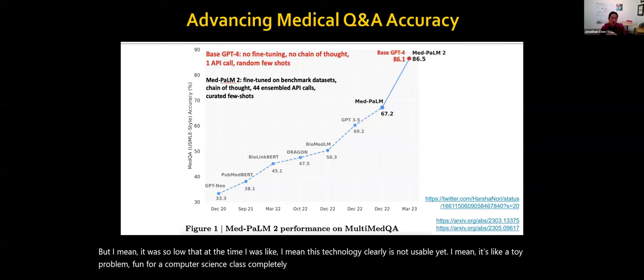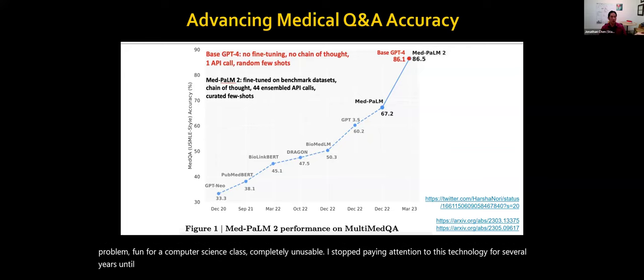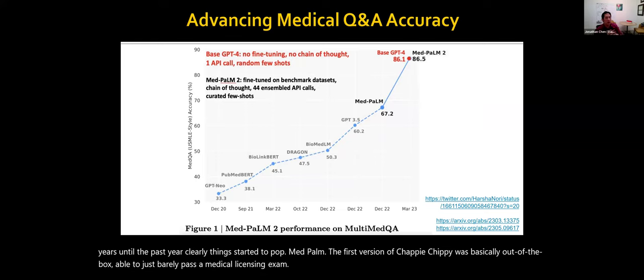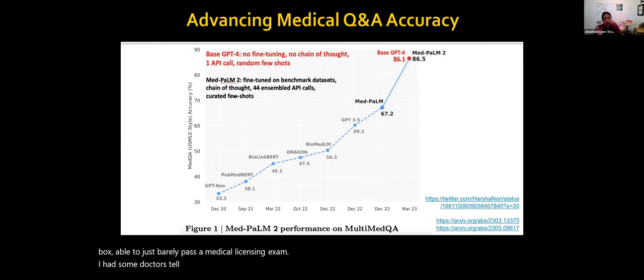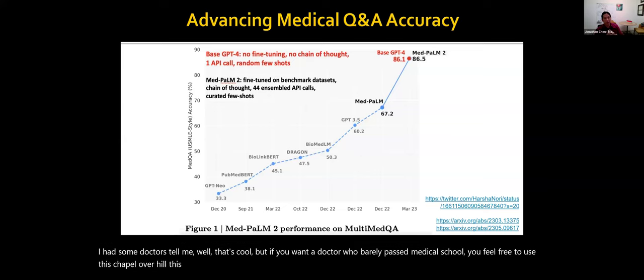I stopped paying attention to this technology for several years until the past year, when clearly things started to pop. MedPalm, the first version of ChatGPT, was basically out of the box able to just barely pass a medical licensing exam. I had some doctors tell me, well, that's cool, but if you want a doctor who barely passed medical school, you feel free to use this chatbot for help. This thing ain't smarter than me. My thought was, that's not the right way to think about this.